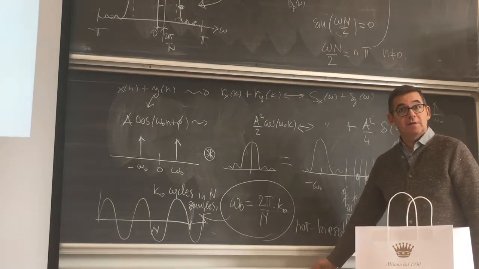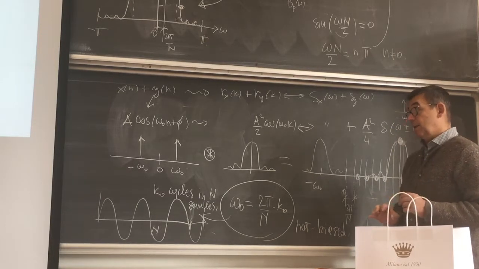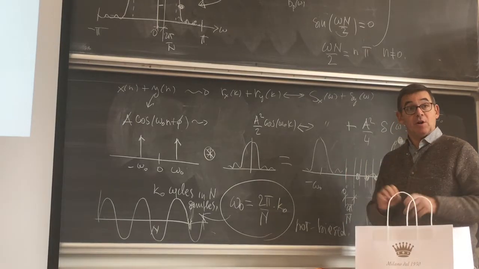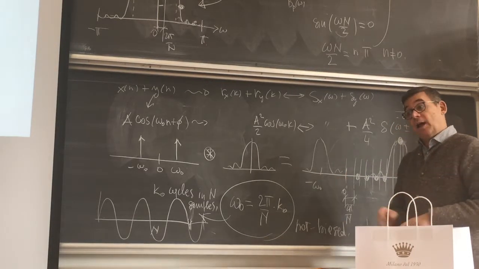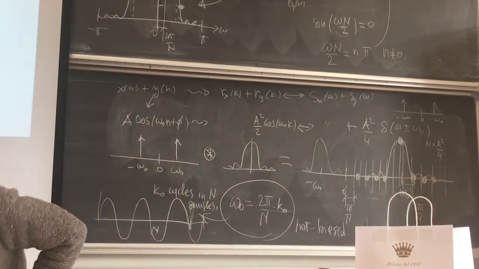That's a special case, okay? So if I choose the sinusoid in such a way that within n samples it makes an integer number of cycles of the sinusoid, then my periodogram is not biased. So this is what's happened here.